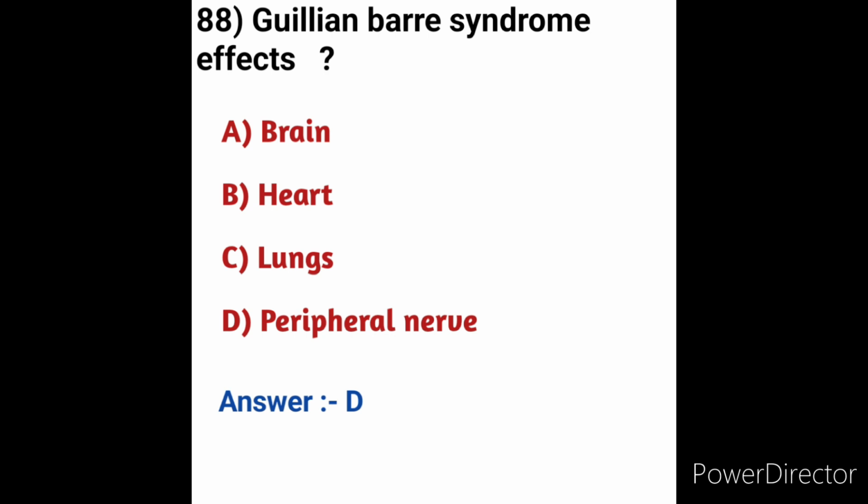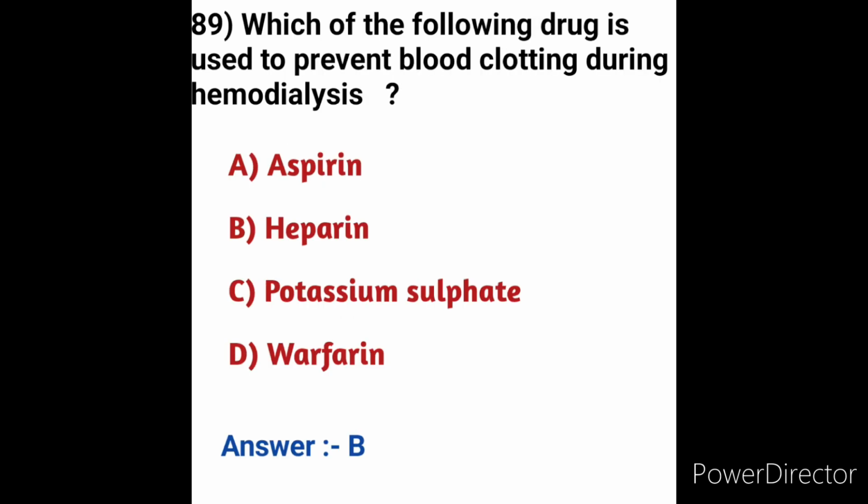Next we will move on to question number 89. Which of the following drugs is used to prevent blood clotting during hemodialysis? During dialysis, which drug is used to prevent the blood from clotting? We will see the options here. Option A aspirin, option B heparin, option C potassium sulfate, option D warfarin.